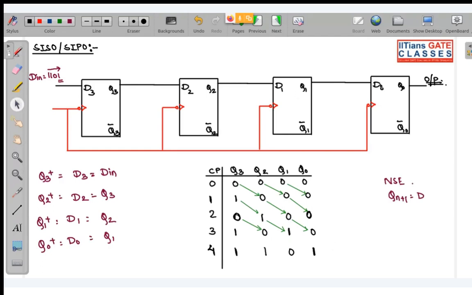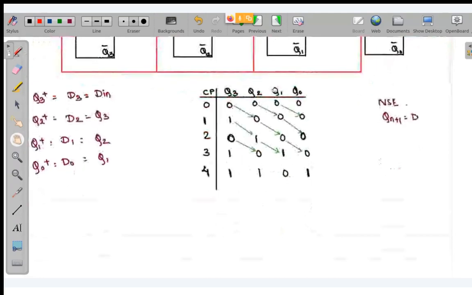See, one thing I will tell you, for SISO, only this input side and output side is available. So for SISO, only this input and this output is available. All these intermediate outputs are not available for SISO. Okay. So now look what happens in your fifth clock pulse.